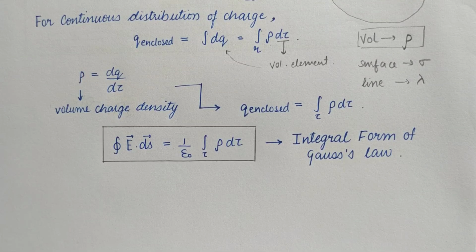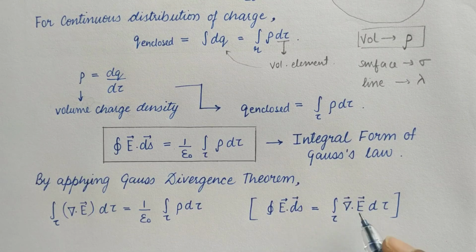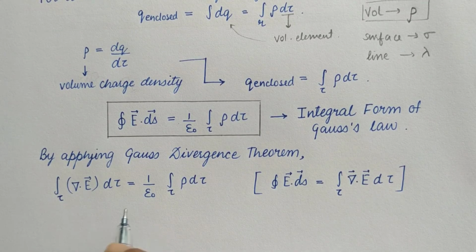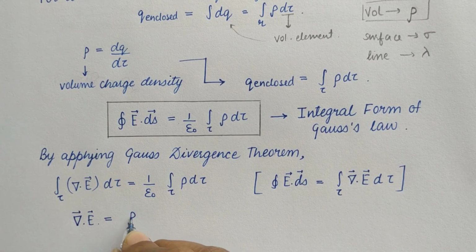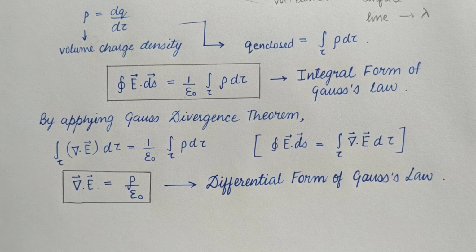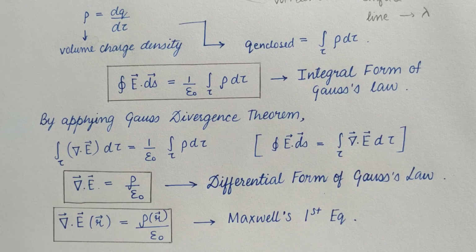Now moving further and applying Gauss divergence theorem, we write the closed surface integral of E dot ds as the volume integral of del dot E d tau. This is divergence, del dot. So in place of E dot ds we have replaced del dot E d tau and the rest as it is. So now after integrating this, we will get del dot E is equal to rho upon epsilon naught. And this equation is the differential form of Gauss law. This is also known as Maxwell's first equation in electromagnetism.